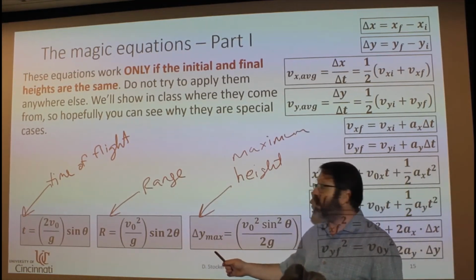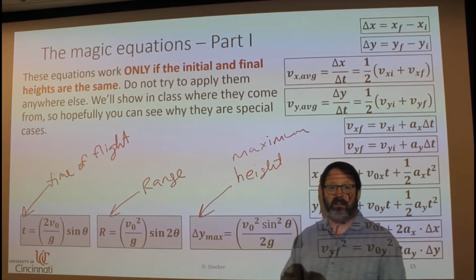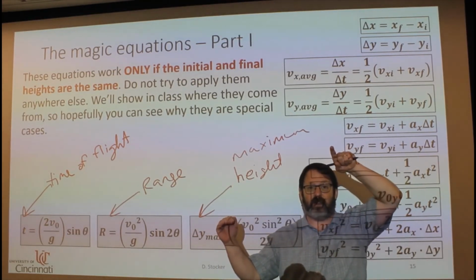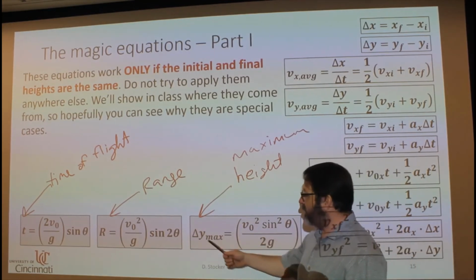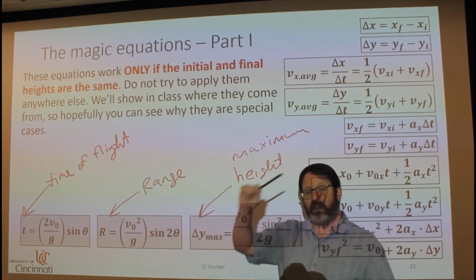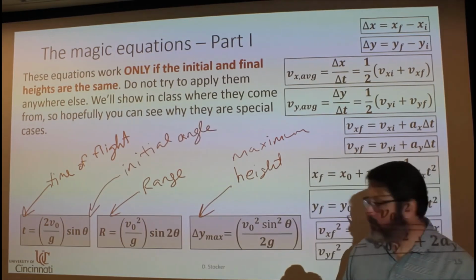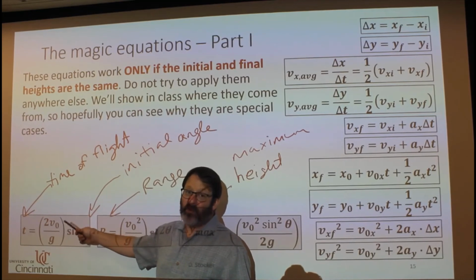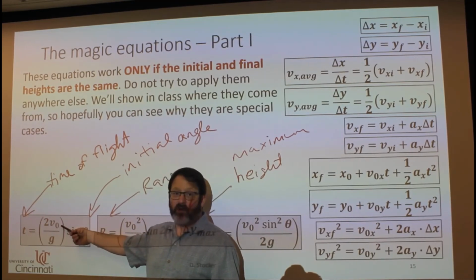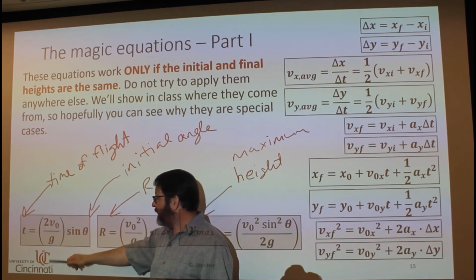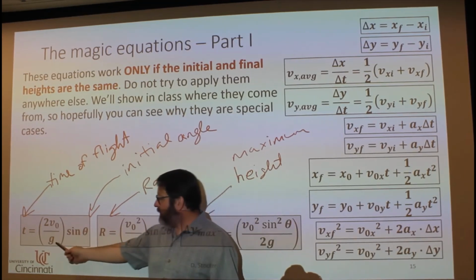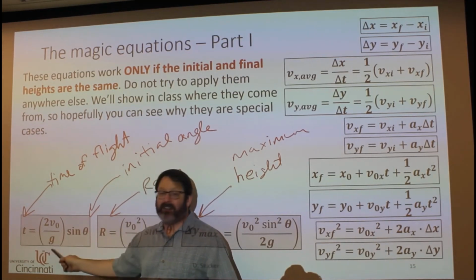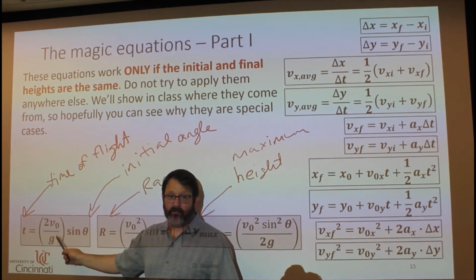And this delta y max is the maximum height from the position where it started until it gets to the top of its flight. Theta for all of these is the initial angle that it was fired at. V naught is the initial velocity. That's not in the x or y direction. That's the total magnitude of the initial velocity. g is gravity. Notice in these it has g, it does not have a minus g, so this g is 9.8 positive meters per second squared.